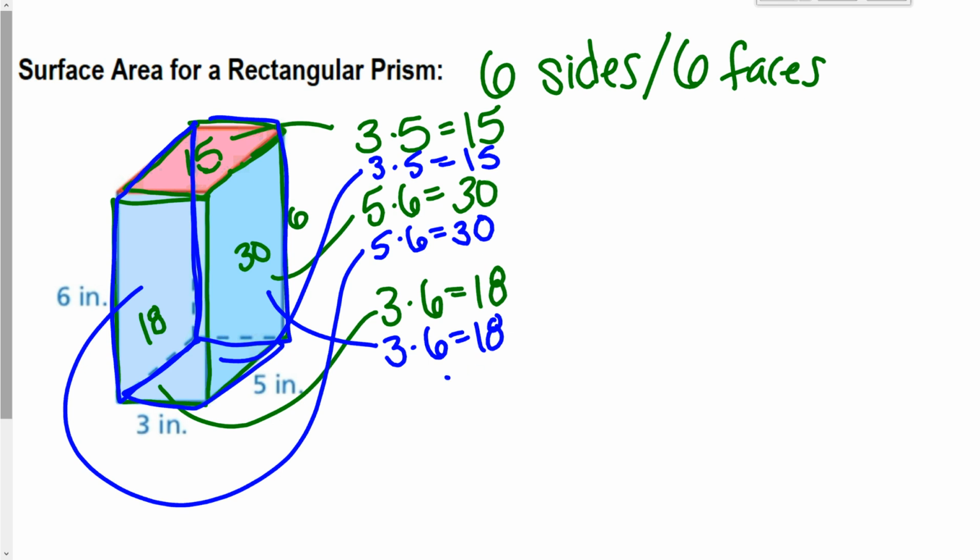And then all I gotta do is just add them all up together. So if I just go through 15, 15, 30, 30, 18, 18, I get 126. And this is surface area, right? It is an area. So I'm gonna use inches squared.